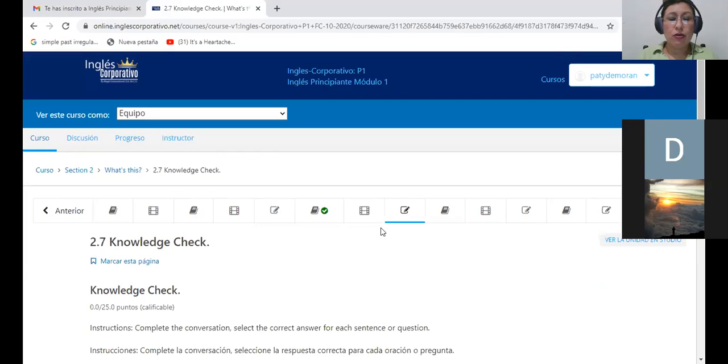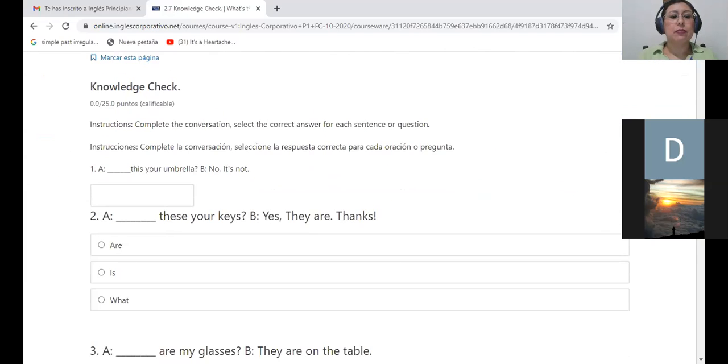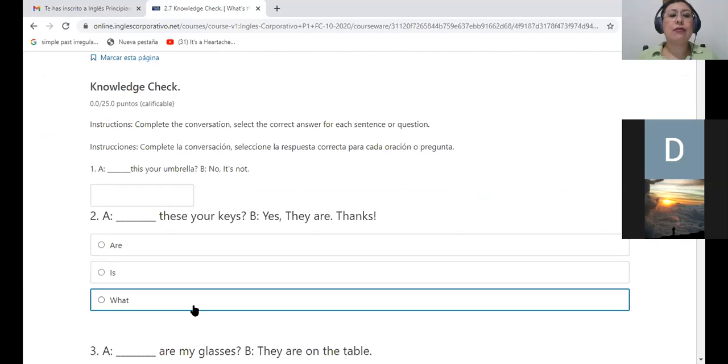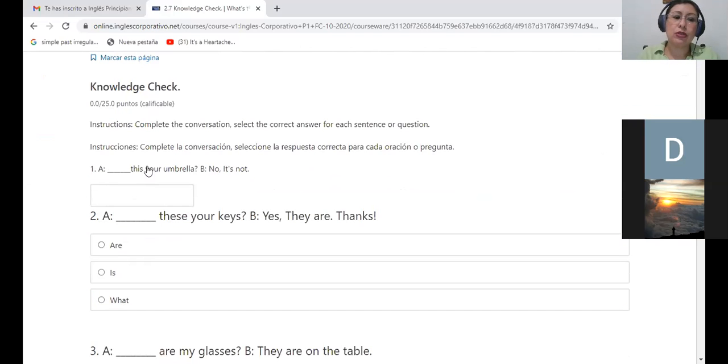Okay, after we finish this class, we will go to the knowledge check 2.7, where we have to complete the conversation and select the correct answer for each sentence or question. For example, "Is this your umbrella? No, it is not." For this question, we need to look that we are talking about singular. It's only one umbrella. "Is this your umbrella? No, it's not."